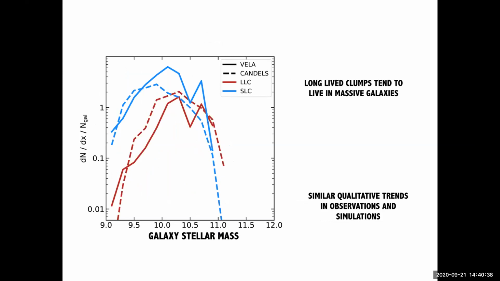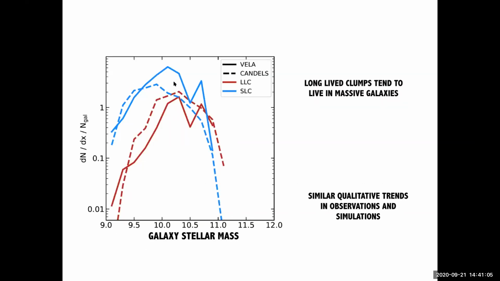I think I will skip that one. But anyway, the other interesting thing is that long-lived clumps tend to be in more massive galaxies. This is something that theory predicts, but we don't know exactly what the reason for that is. We have that long-lived clumps are more abundant in massive galaxies and even dominate in very massive galaxies, while short-lived clumps tend to be in low-mass galaxies.